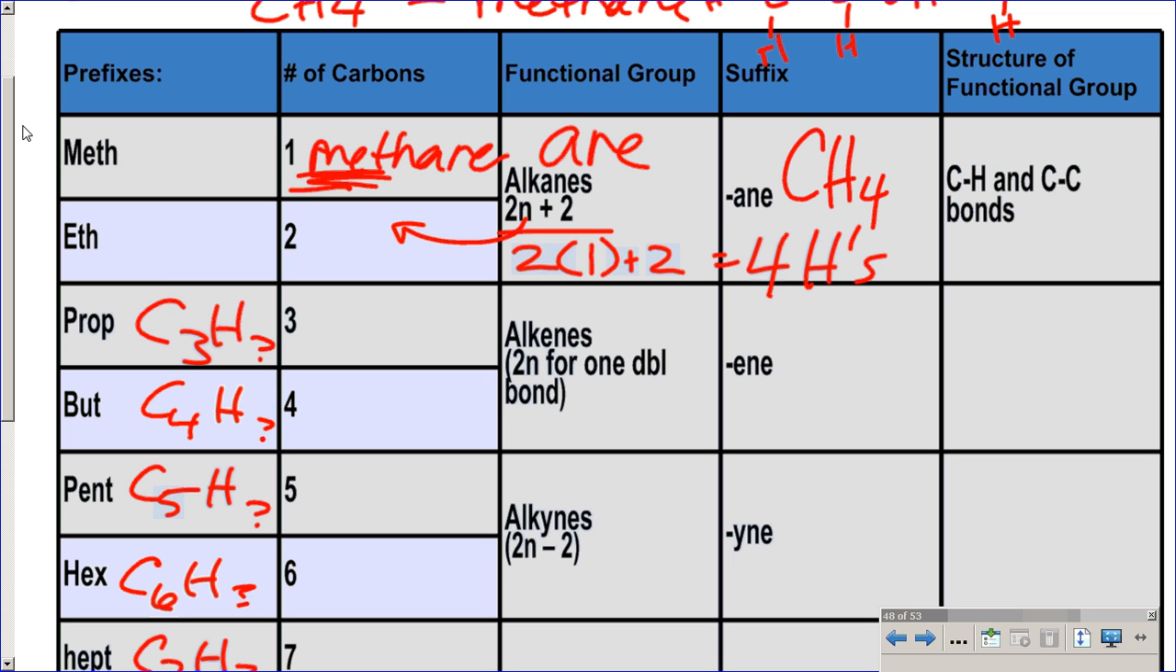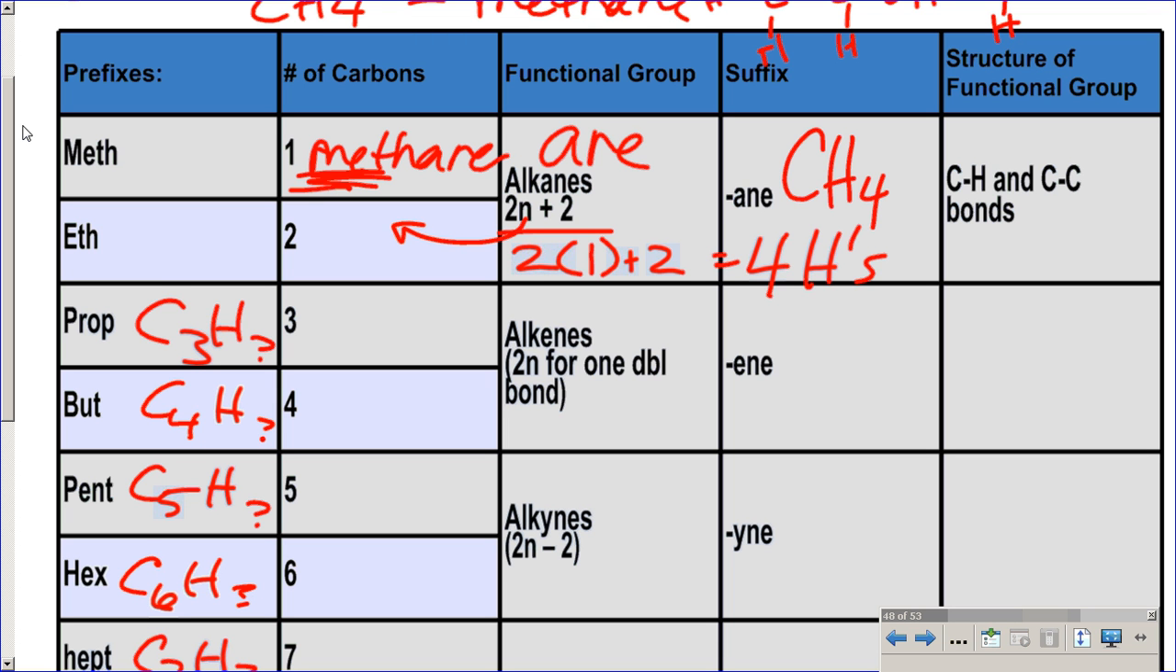Let's do another one. Let's do octane. How many C's? 8. So then I say 8 times 2 plus 2. 16, 18. So C8H18. It's not really hard if you can remember that. If you remember that one, you can remember the rest of them.